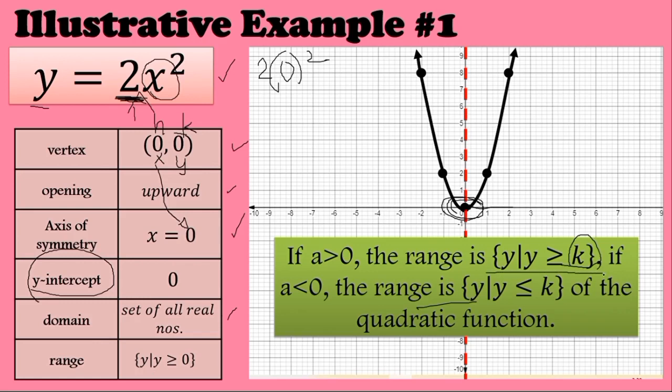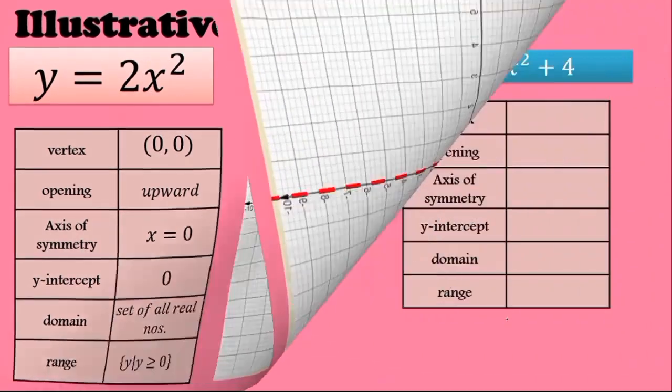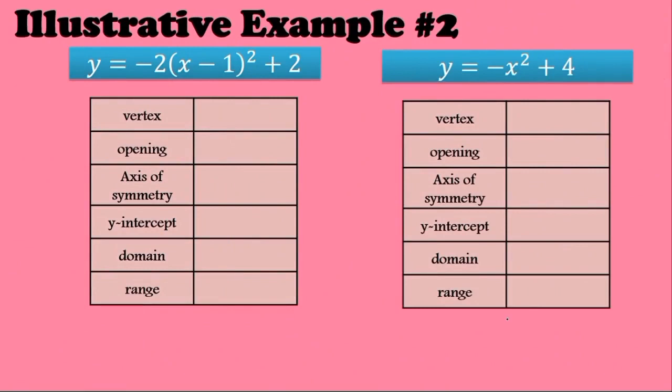We're following this format because the value of a is greater than 0. But if a is less than 0, if this is negative, then you will follow this format for the range of the quadratic function. Okay, now, is it possible for us to identify the different properties of the quadratic function without the parabola itself, just by the use of this vertex form or general form?